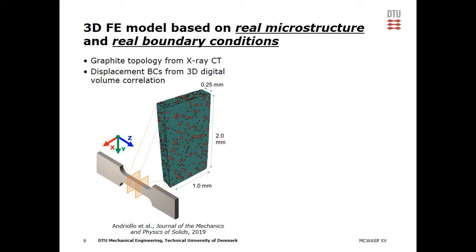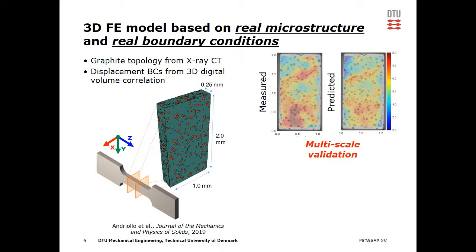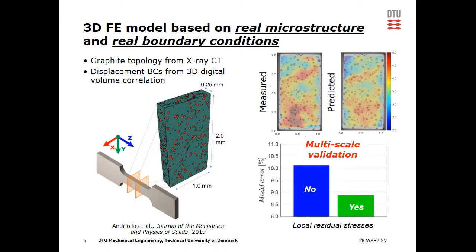So the main advantage of a model like this one is that the output can be compared to quantities measured at the macro scale, like the tensile force or the lateral contraction, but also at the micro scale, like the strain field. Meaning that we have the possibility to perform a multi-scale validation of the model. And in this case, we use this advantage to reveal the impact of local residual stresses on the way the material deforms during tensile testing.